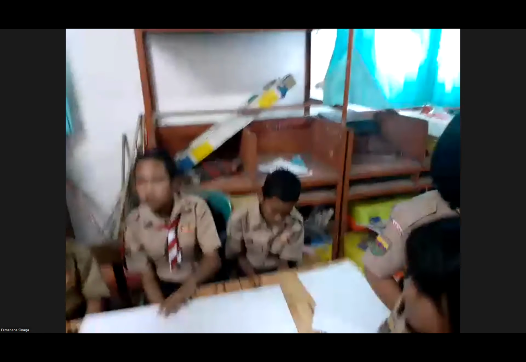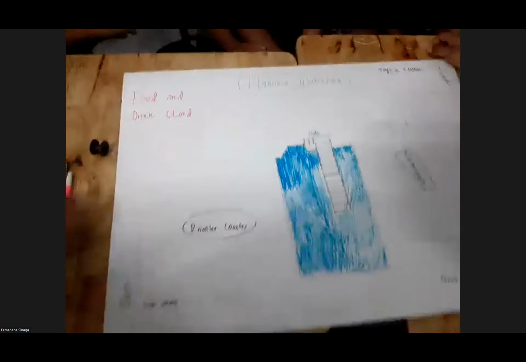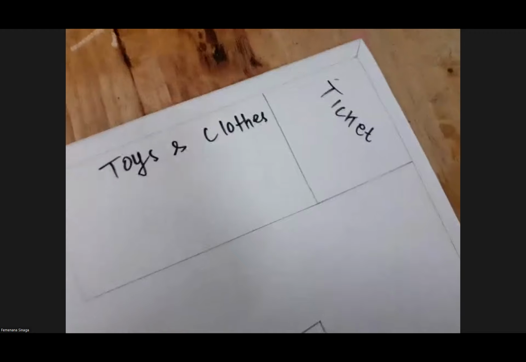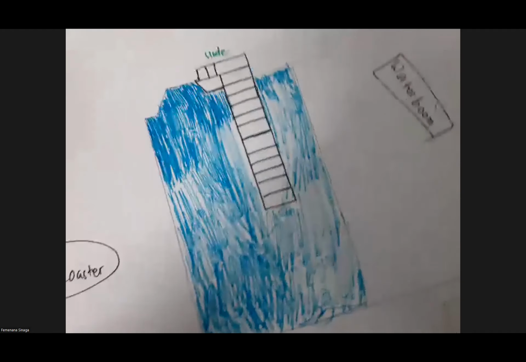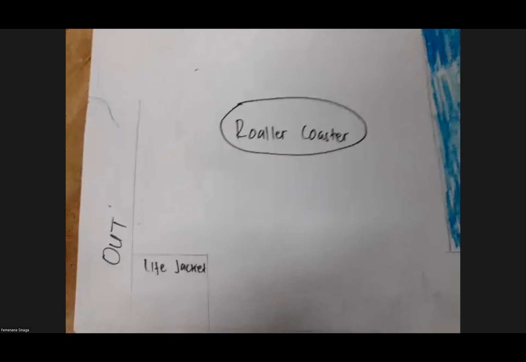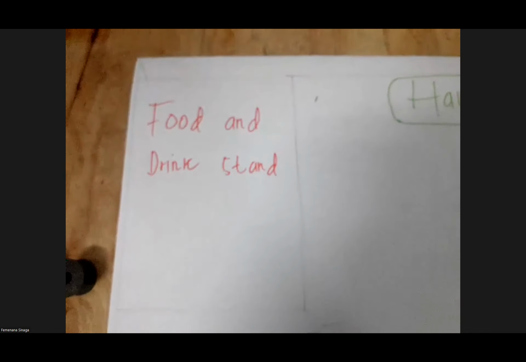How about the other group? Oh, they are already designing. Wow. Okay. In, out. Ticket. Oh, okay, very good. Toys and clothes. Water boom. Toilet. Oh, very important. Slide. Oh, very good. Roller coaster. Oh, good job, everyone. Food and drink time.